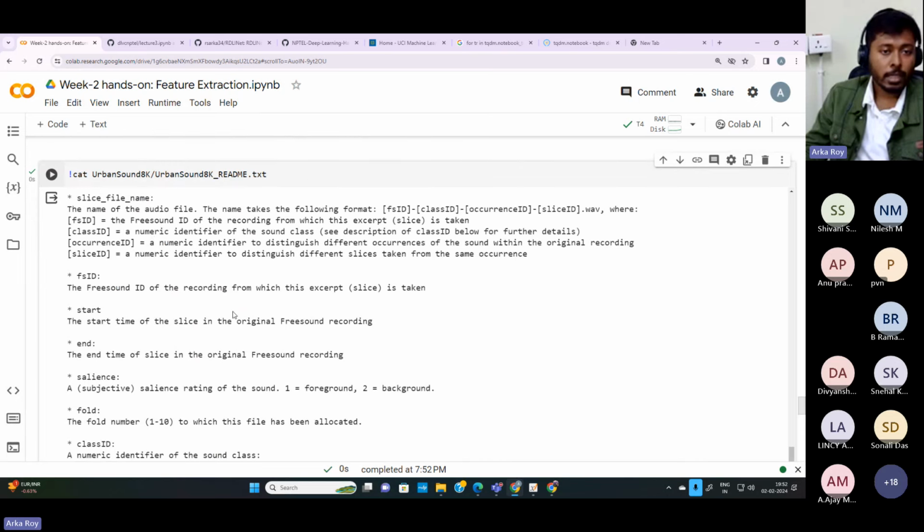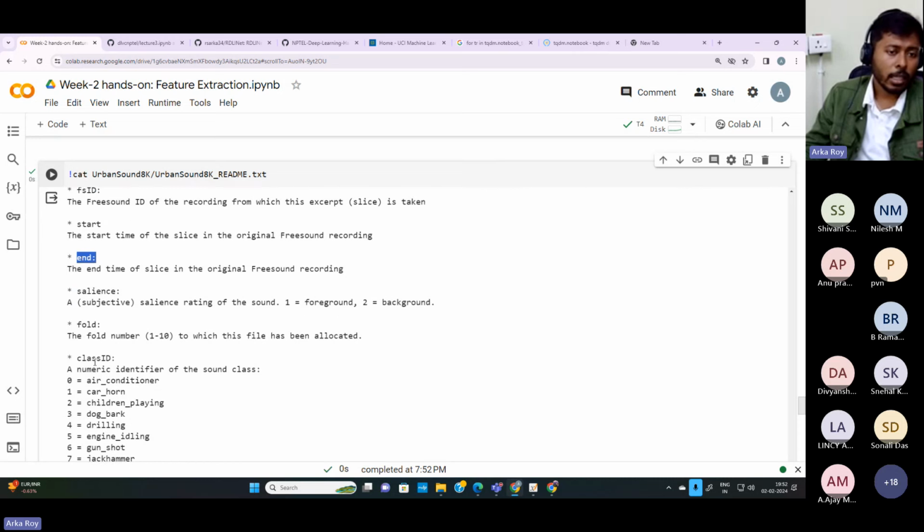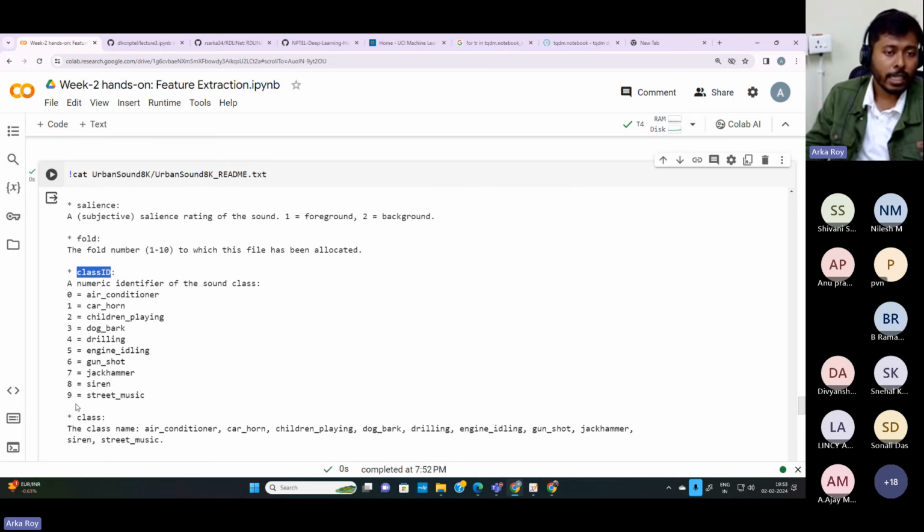Okay, so now you can see it gives all the information about what is in the data. For example, FSID, these are some information regarding the dataset that you can explore by yourself. Then class: how many classes are there? There are a total of 10 classes: air conditioner, car horn, that means car horn sound, children playing, dog bark, drilling, gunshot, and other sounds.